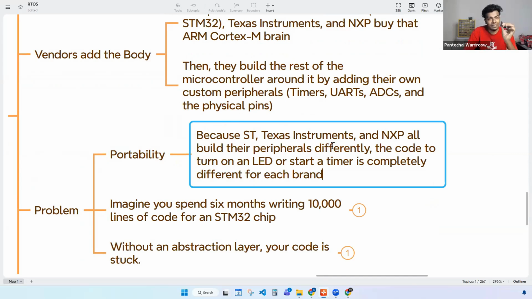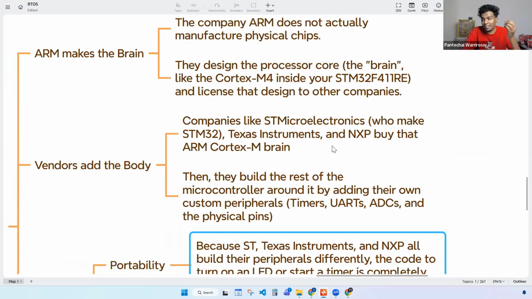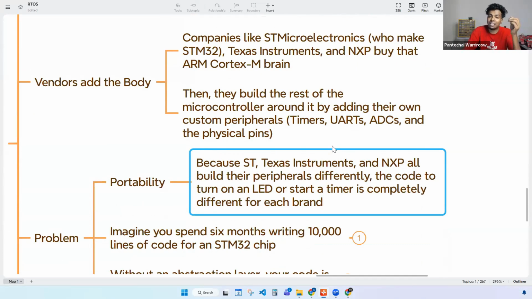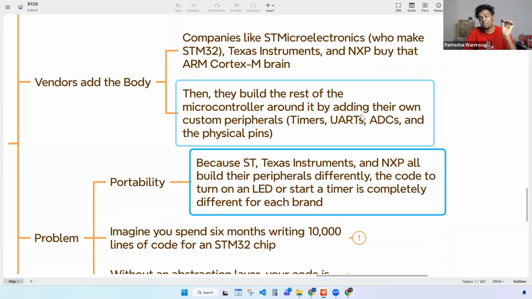Peripherals in the sense the pins or the other peripherals like timer, UART, ADC. ST Microelectronics will design their peripherals in a different way. Texas Instruments will design the peripherals in a different way. I'm not talking about these peripherals. I'm talking about the peripherals which are present inside the microcontroller chip.